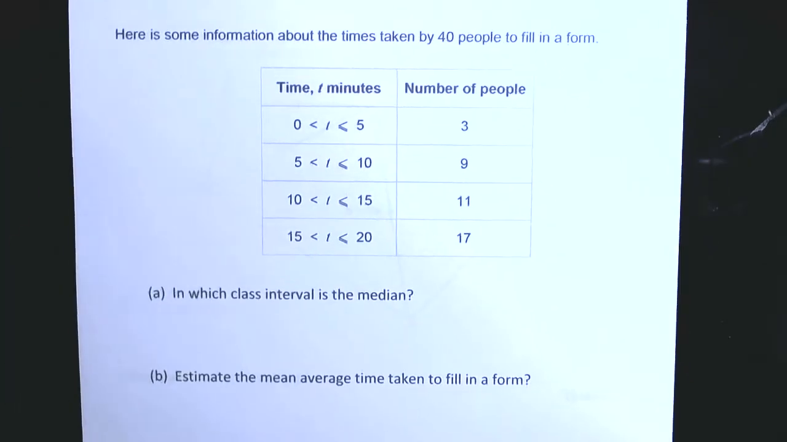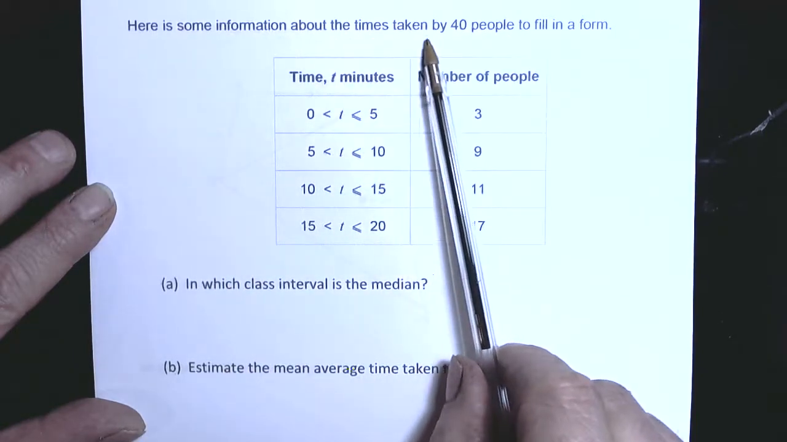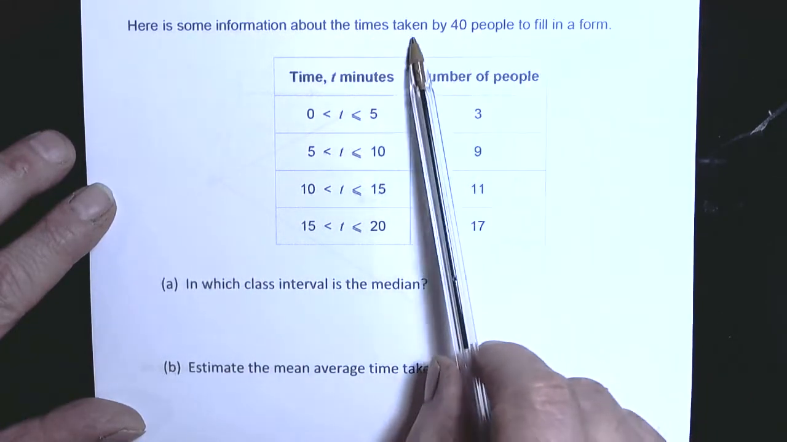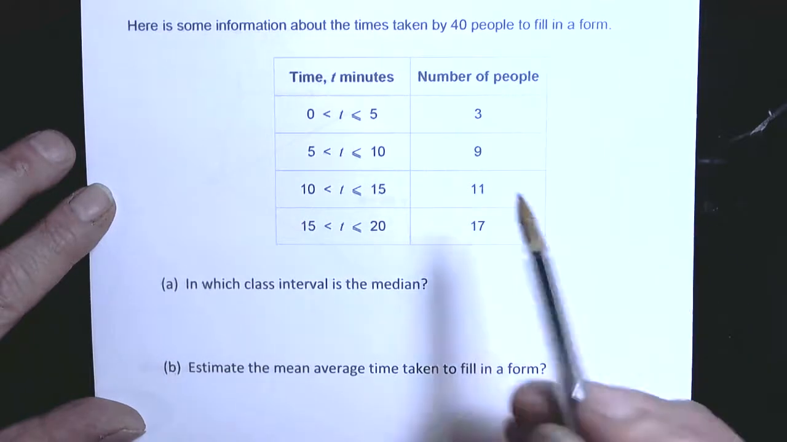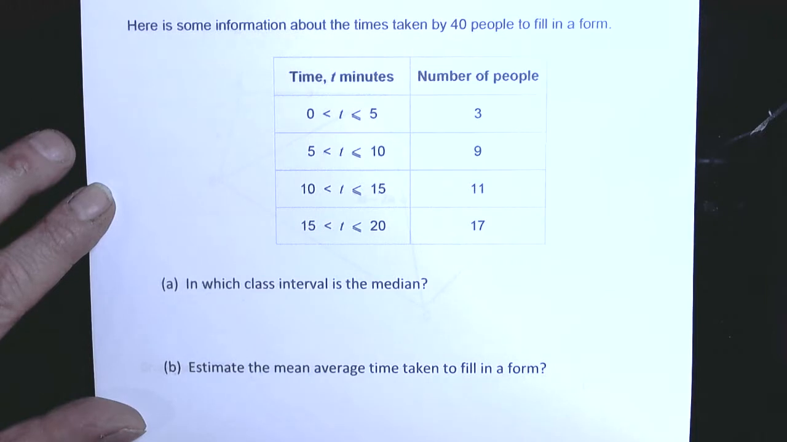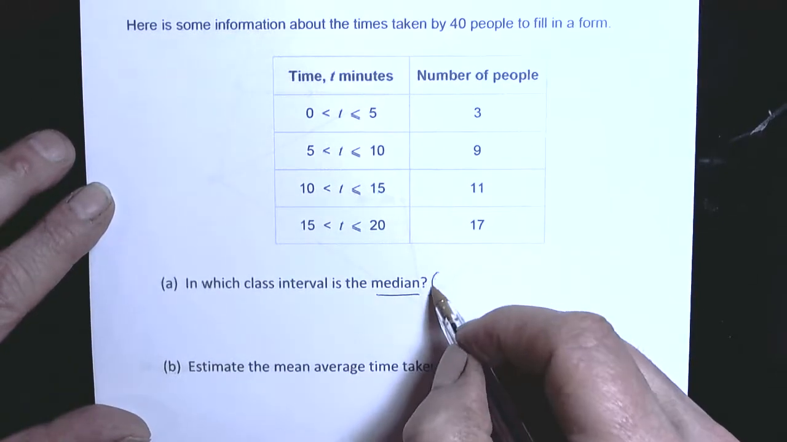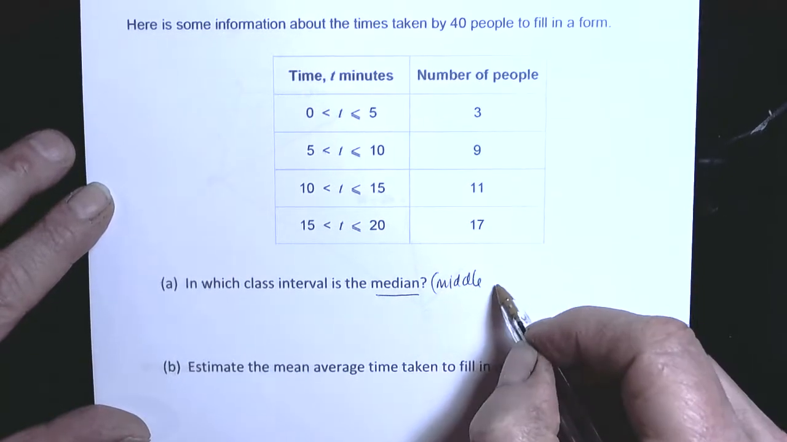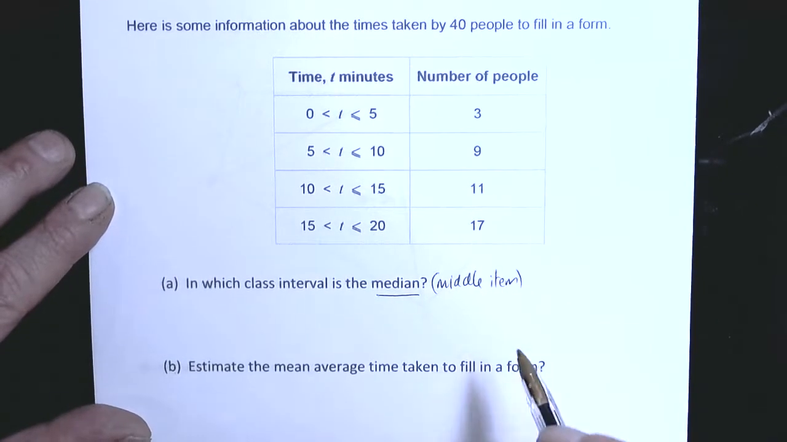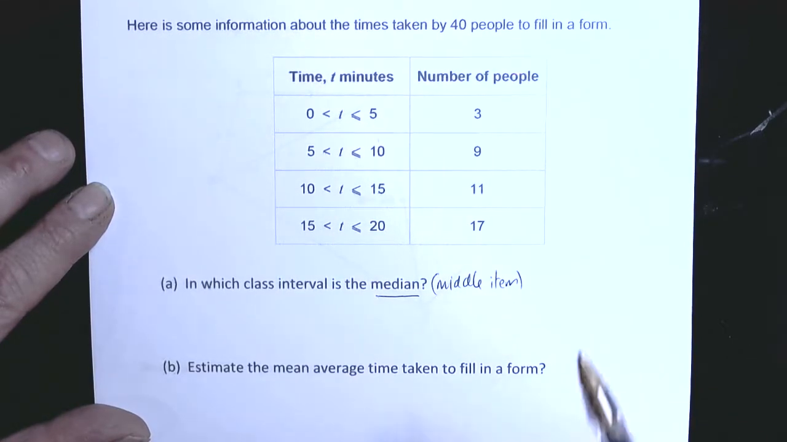Okay, so this next question talks about some information. As always with tables, try and get to understand the context just in case it's a comparison question. We can see here that there's some information about times taken for 40 people to fill in a form. Okay, so it's taken 3 people between 0 and 5 minutes to fill the form in, etc. In which class interval is the median? Well, we know that means the middle item when all the data's in order. Well, because this is in size order, going up in number of minutes, then we recognise this.